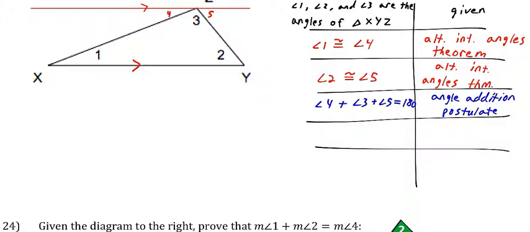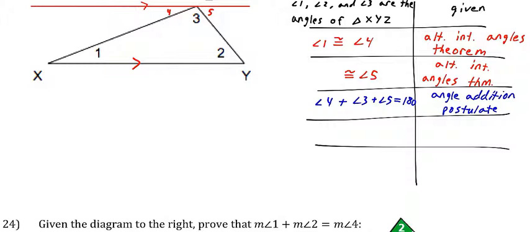Now, here's where it gets good. We said that angle 1 is equal to angle 4. So what I can pretty much do is take angle 1 and put it in place of angle 4 since they're equal, right? That's a legal move. And I can pretty much take angle 2 and put that in place of angle 5 since they're equal. It's an equal substitution, right? So that's what I'm going to do.